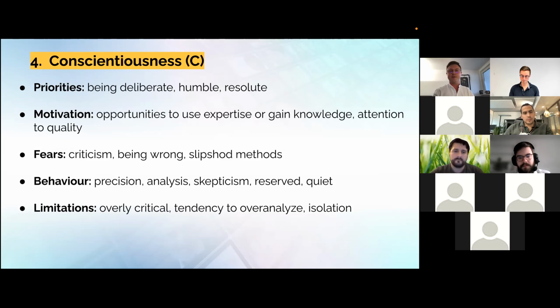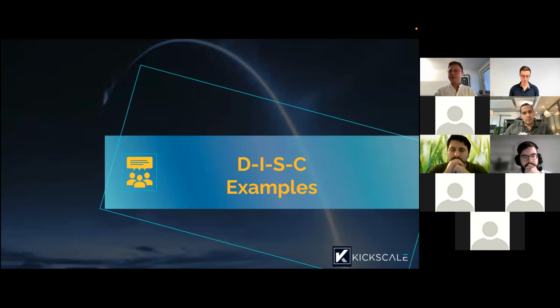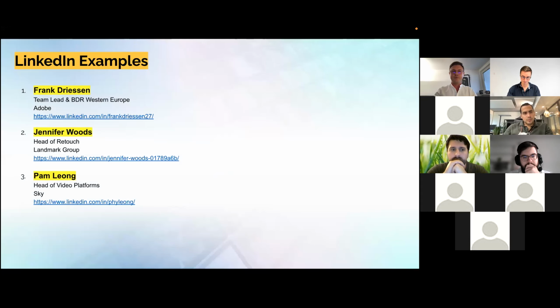So sometimes maybe when you're in a meeting and a person's really skeptical about what you say, then you might be in front of a conscientious person. And their limitations, they're overly critical, they have a tendency to overanalyze, and isolation. And I prepared some examples for you guys, because you can definitely see that also in their LinkedIn profiles. So let me open one of them.